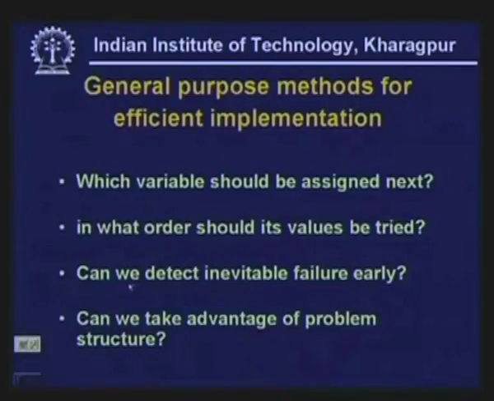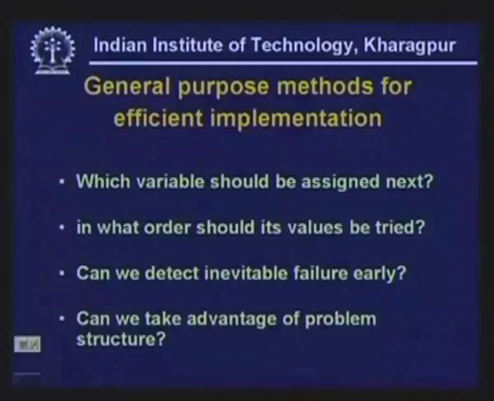So, in the general search problem, we said that whenever we see that a constraint is violated, we terminate the search at that point and then backtrack to the previous choice point. But it may be the case that future problems can be detected even earlier on, and today we will see some techniques to handle that. And then there is the question whether we can take advantage of the problem structure to further prune the search specific to a particular problem.